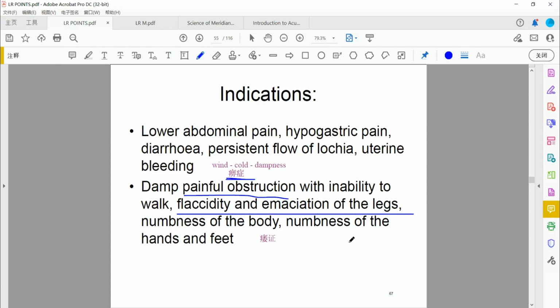Numbness of the body, numbness of the hands and the feet. Numbness usually means not enough qi or not enough blood to nourish the body, the hands, the feet. That will feel like numbness.